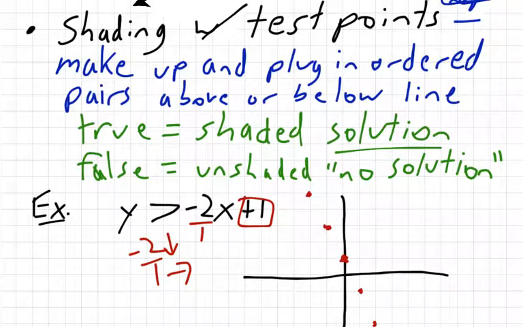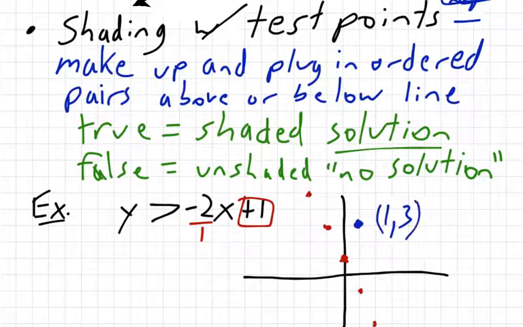All right, now about the shading. How do we do this test point thing? Well, pick any point that's above it. So I'm going to pick a point above the line. Let's say I can clearly see that the point (1, 3) over here is above the line. I'm just choosing a point. And honestly, you can pick any point. Just make sure it's clear to see whether it's above or below the line. I'm going to write down that ordered pair, so it's (1, 3), and I'm going to test it. The 1 is my x, the 3 is my y. So I'm just going to plug those in.